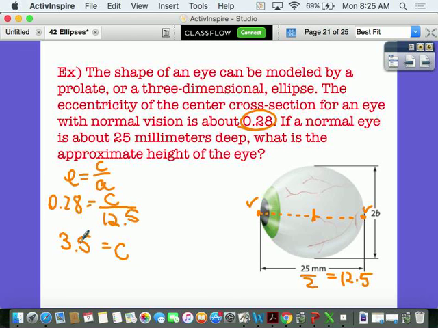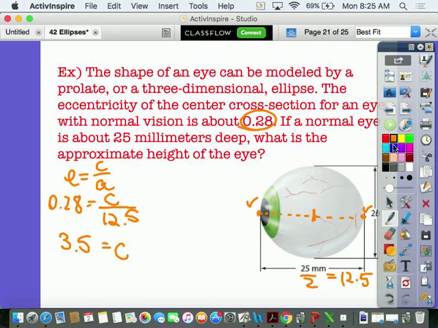Now the reason why we need to figure this out is because we're trying to figure out the approximate height of the eye. Now the height of the eye, if you think about it, is basically the length of the minor axis, which means we got to figure out what B is and then double it. So we're going to use the formula of C squared equals A squared minus B squared, because that's the only formula that relates A, B, and C together.